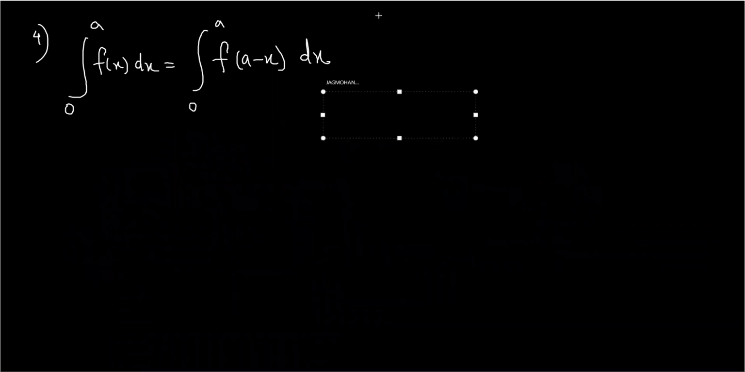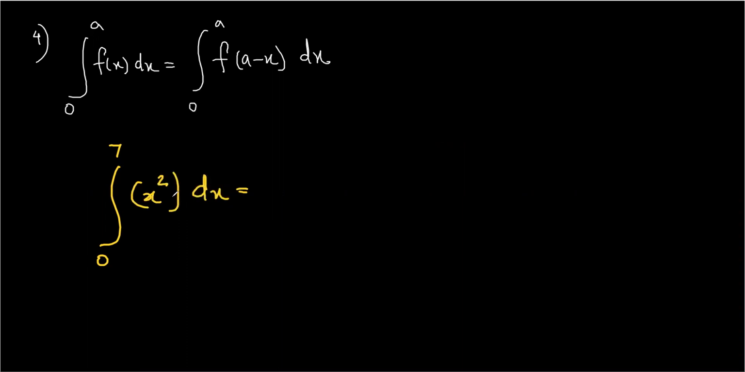I will give you one more example for property number 4. Suppose you have to integrate 0 to 7 x square dx. So the function is x square. You still write 0 to 7. The function is x square. You don't change that. The only thing that you are allowed to change is the variable in the function. So instead of x, I'll be writing 7 minus x, the whole square, and dx.